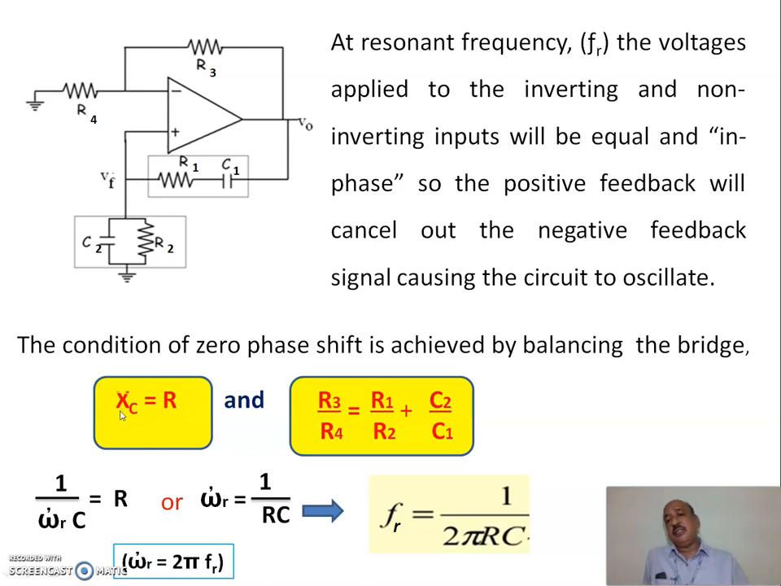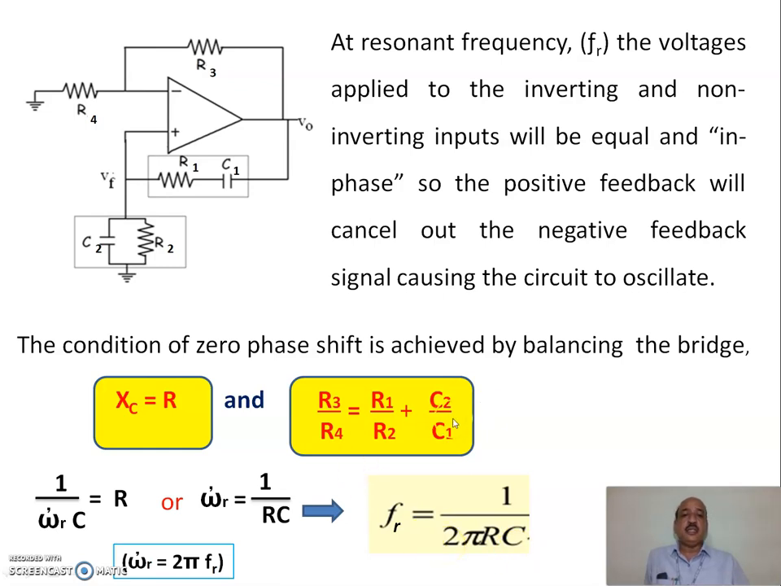The capacitive reactance is equal to the resistance. Capacitive reactance, we know, is 1 upon omega C, which is equal to R. Rearranging, omega is equal to 1 upon R into C. So omega is nothing but 2 pi Fr. Here Fr is equal to 1 upon 2 pi R into C. That is the resonant frequency.